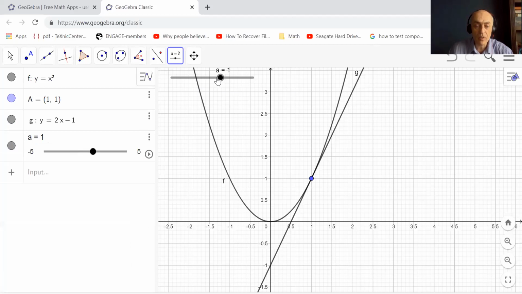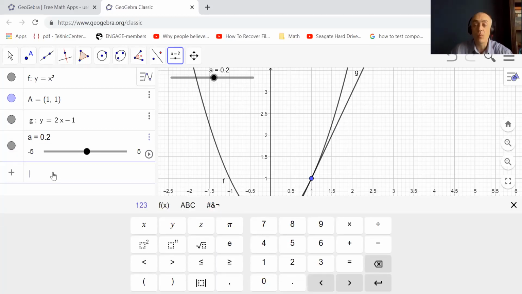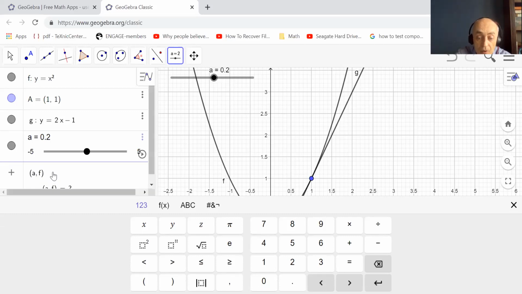So that allows me to give some values to this number A, and make the slider slide. It's going to go up and down, left and right on the screen. And if we plot the point, folks, A comma f of A on the screen.